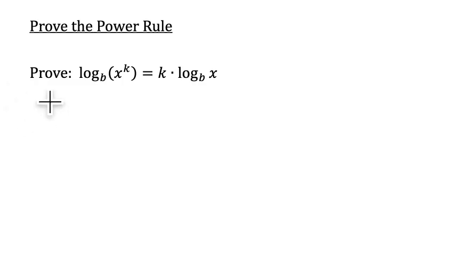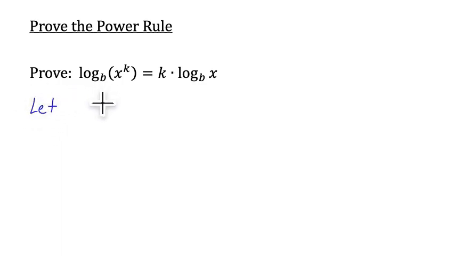And once again, before we get to the main event, we need to prove the power rule. And the power rule tells us that the log base b of x to the k power equals k times log base b of x. And that turns out to be a pretty handy rule sometimes. All right, now, sometimes when we're proving things, we need a little creativity at the beginning of the proof. So here's how this proof starts.